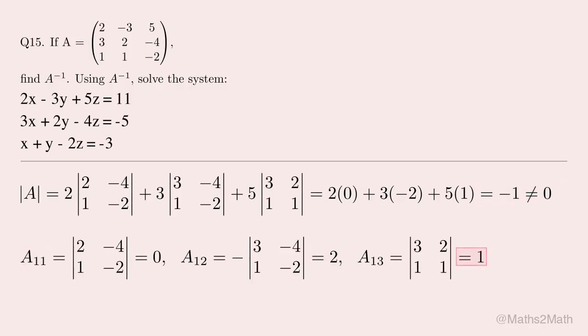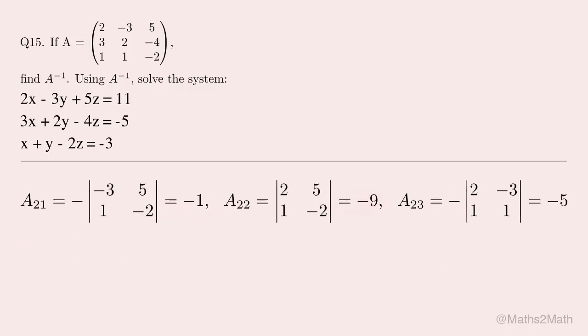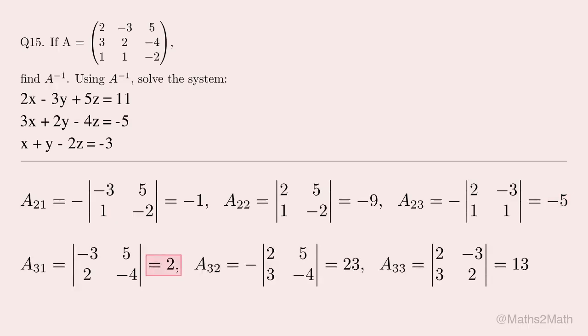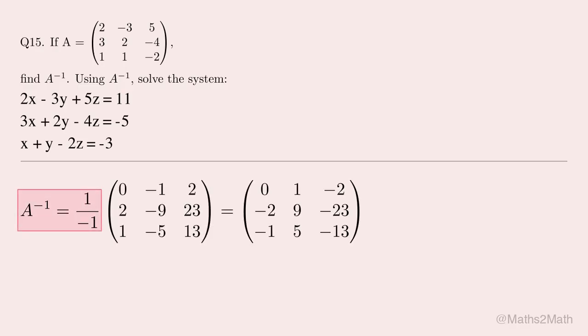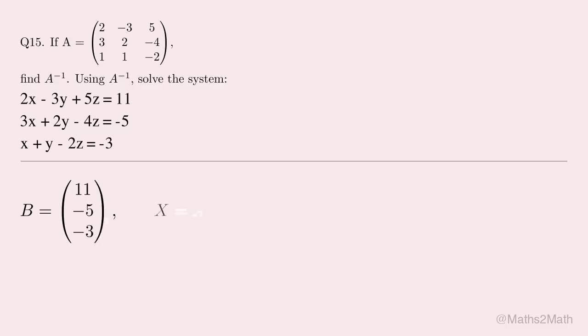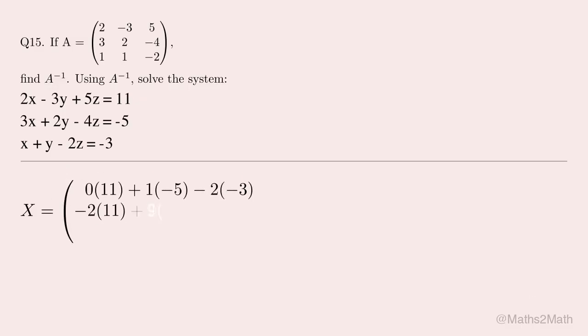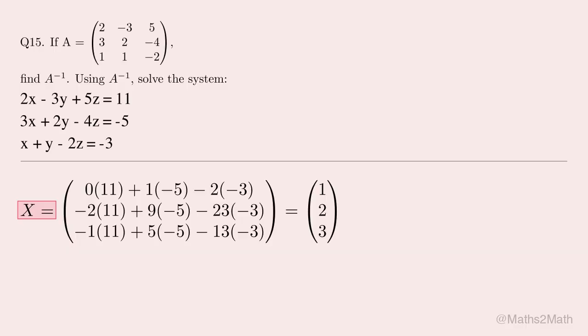Cofactors of row 1. Cofactors of row 2. Cofactors of row 3. The adjoint is the transpose of the cofactors, and dividing by minus 1 flips every sign. This is an inverse. The system is exactly A x equals b with this A, so x is A inverse times b. Multiply. 0 minus 5 plus 6 is 1.